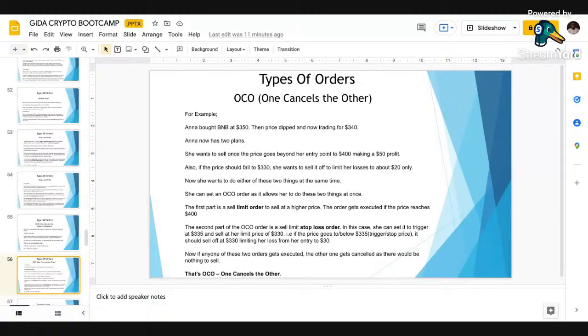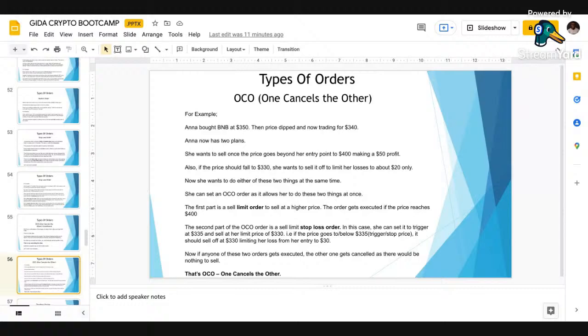Now, what makes it OCO is that if any one of these two orders gets executed, the other one gets cancelled, as there will be nothing to sell again. Remember, she just has one thing to sell. That's the coin she has bought, which is BNB. So if the first condition happens, that the price keeps rising from 350 that she bought, it rises to 360, 370, 380, rises to 400, that's the first condition that has been met, which is the limit order. She takes profit at 400. She makes cool cash from 350 to 400, $50 profit.